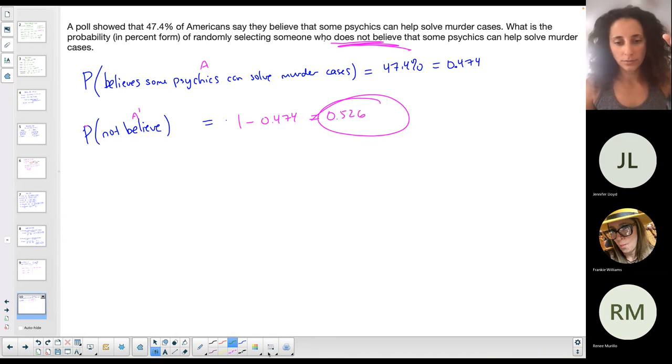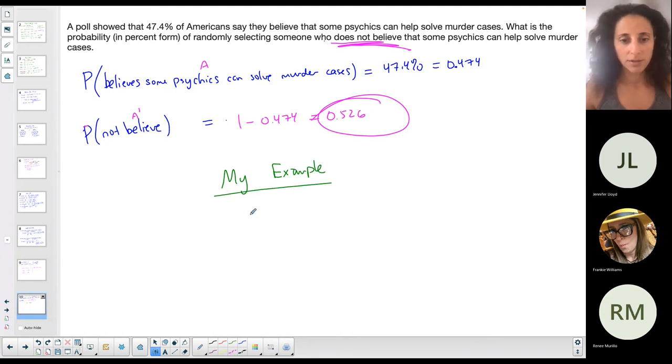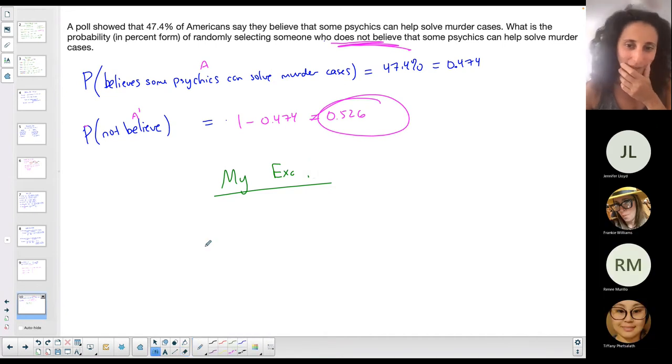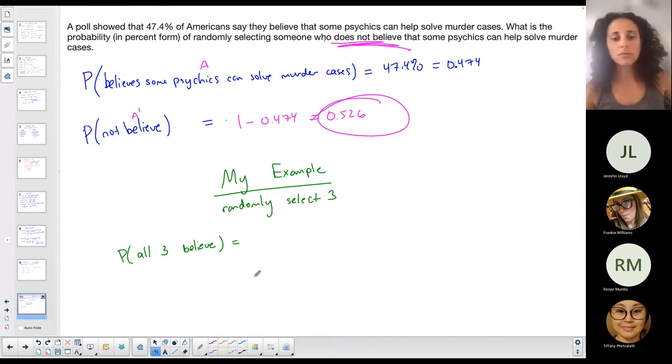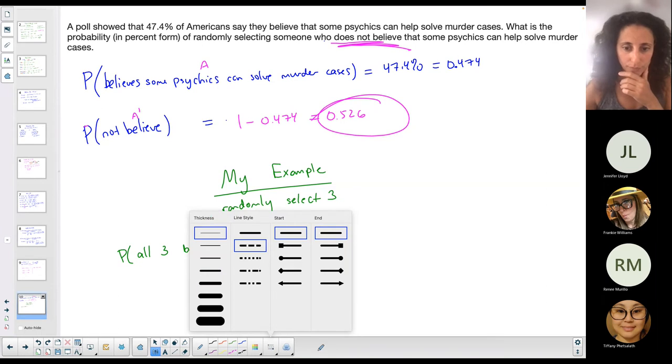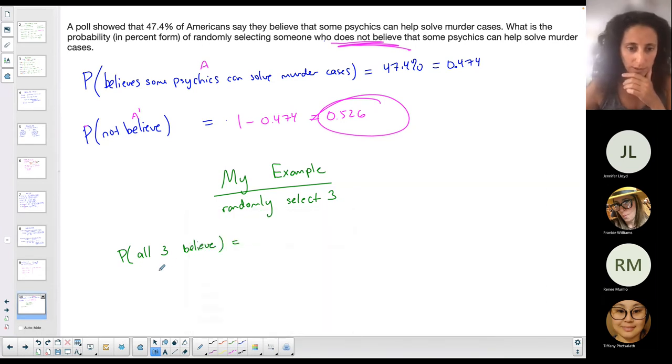I'm going to add to this though. I'm going to add to it, my example extending from this. Okay, I'm going to ask you, if I randomly select three people, what's the probability that all three believe that some psychics can help solve murder cases? I'm selecting more than one person. Automatically, that tells me that I'm going to use which rule when I'm selecting more than one?